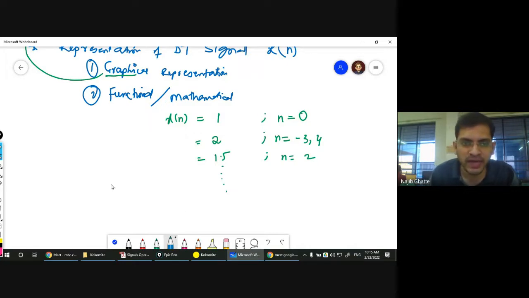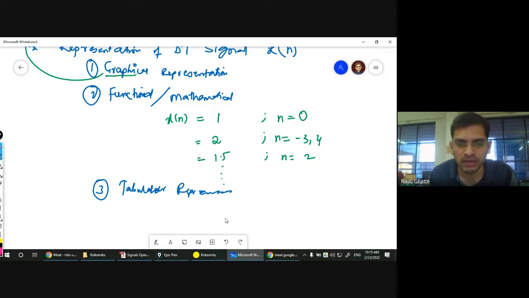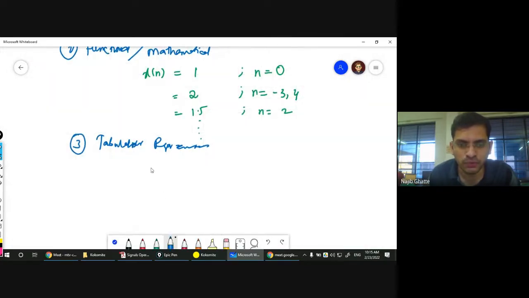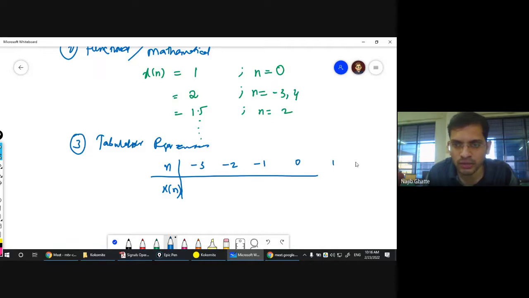The third type that we have is known as tabular representation. What is the meaning of tabular representation? Over here, I'll be drawing a table. A table will be of 2 rows. I'll be having n and x of n. For example, the values at -3, -2, -1, 0, 1, 2, 3. Done? Okay. Then you make these columns.